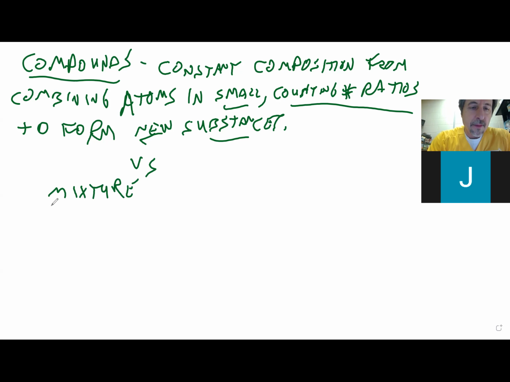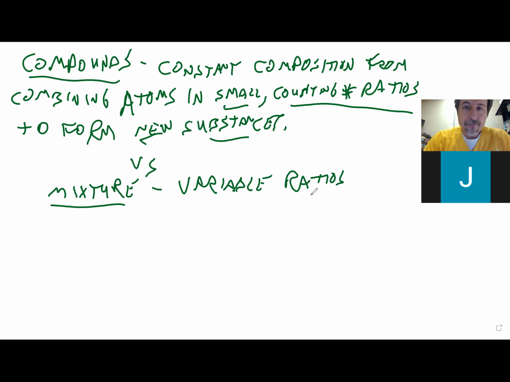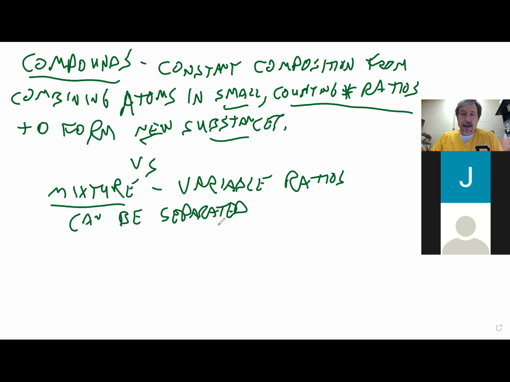And this is versus a mixture, which is variable ratios. Can be separated, right? So if we had a little bit of sand and a whole bunch of salt, we could also add a little bit more sand so that the ratio isn't really the same. And we could also separate out the sand from the salt. So that's the difference between a compound and a mixture. And we already talked a little bit about heterogeneous and homogeneous mixtures at the beginning of class.